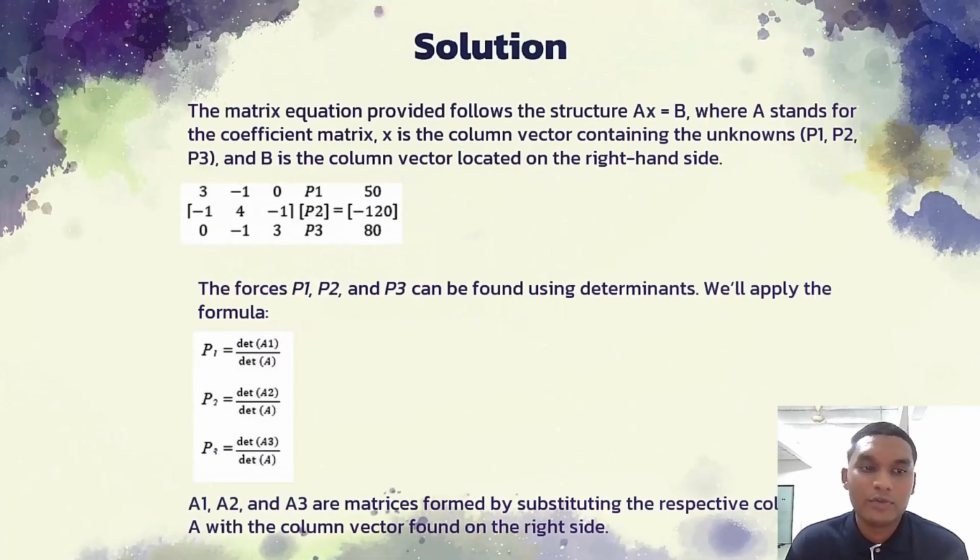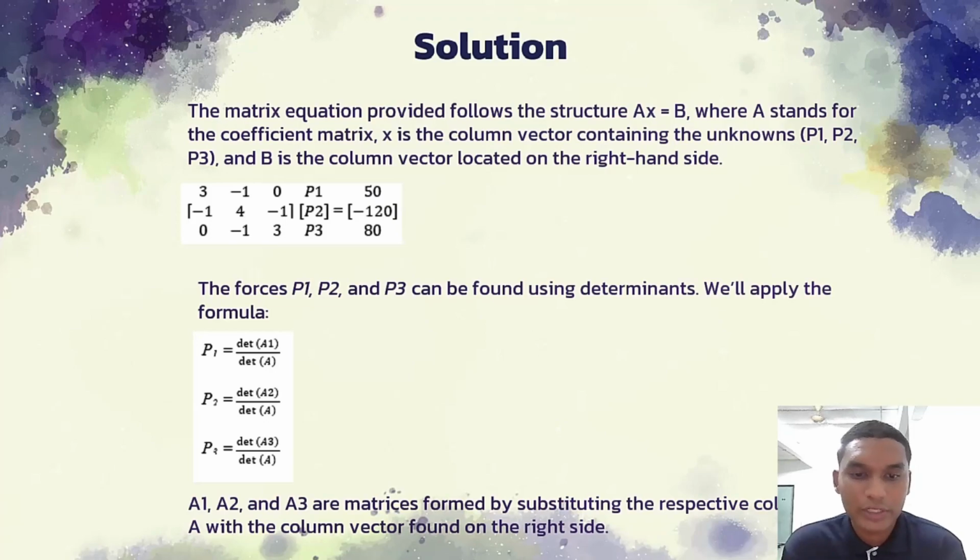So here is where we will see the solution, how to find the determinants. The matrix equation provided follows the structure Ax equals B, where A stands for the coefficient matrix, X is the column vector containing the unknowns P1, P2 and P3, and B is the column vector on the right hand side. So the forces P1, P2 and P3 can be found using determinants, where we will apply the formula as below. P1 equals determinant A1 divided by determinant A.